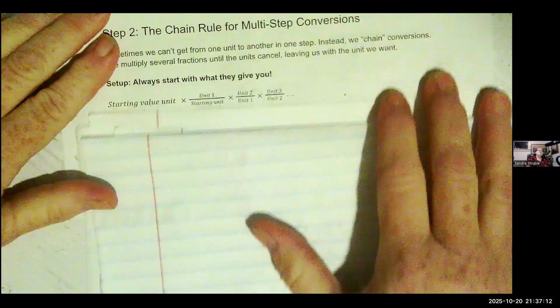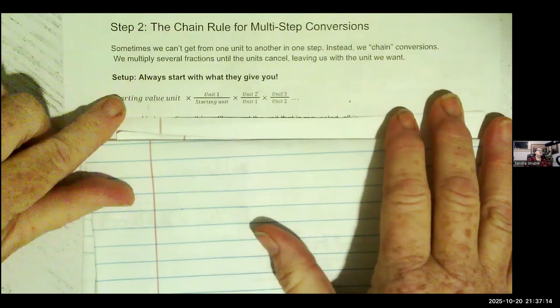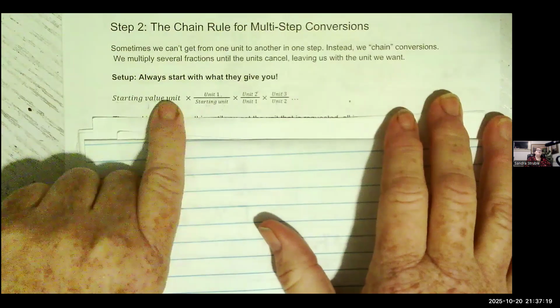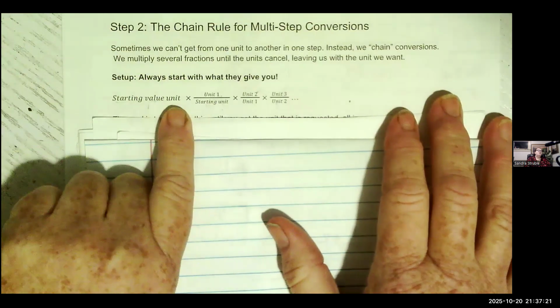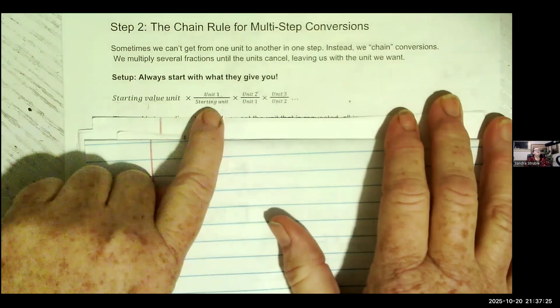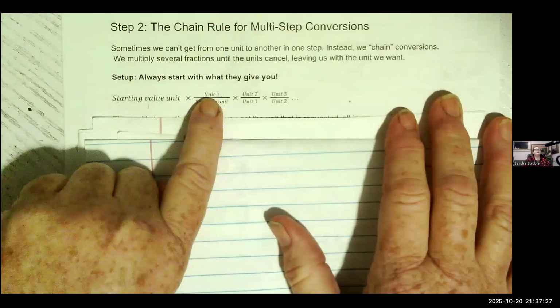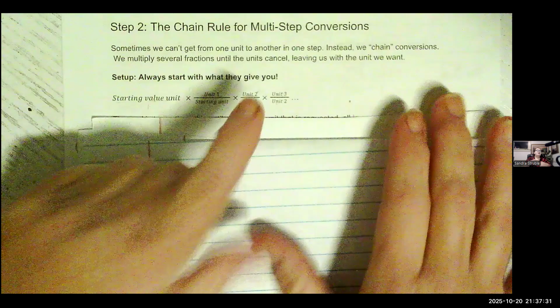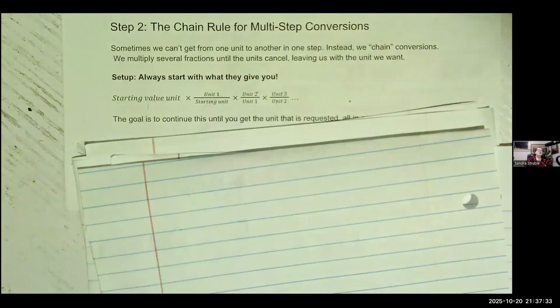You start with the starting value unit, what they give you. That's your starting value, the number and the unit they give you. And then we're going to just start multiplying. You start with the starting unit and go to the next unit, and then we make sure we get rid of that unit to get to our next unit. Once you learn this step, you can do 6 to 8 of these conversions.